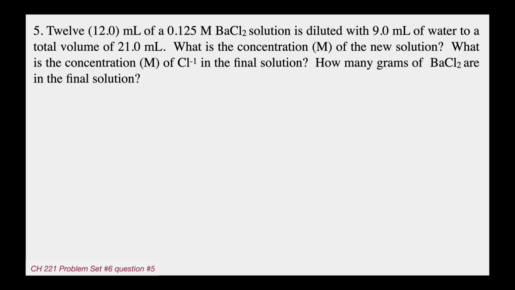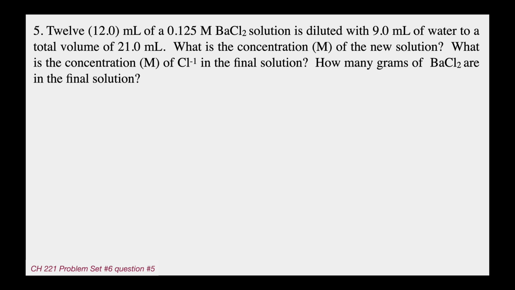12 milliliters of 0.125 molar barium chloride is diluted with 9 milliliters of water to a total volume of 21 milliliters. What's the concentration in molarity of the new solution? Then it says what's the concentration, molarity, of chloride in the final solution, and then it says how many grams of barium chloride are in the final solution.